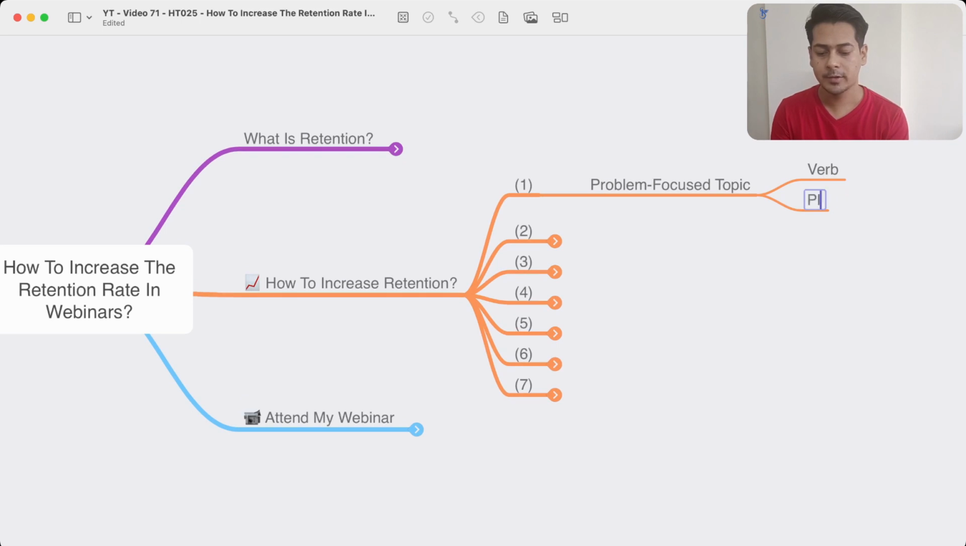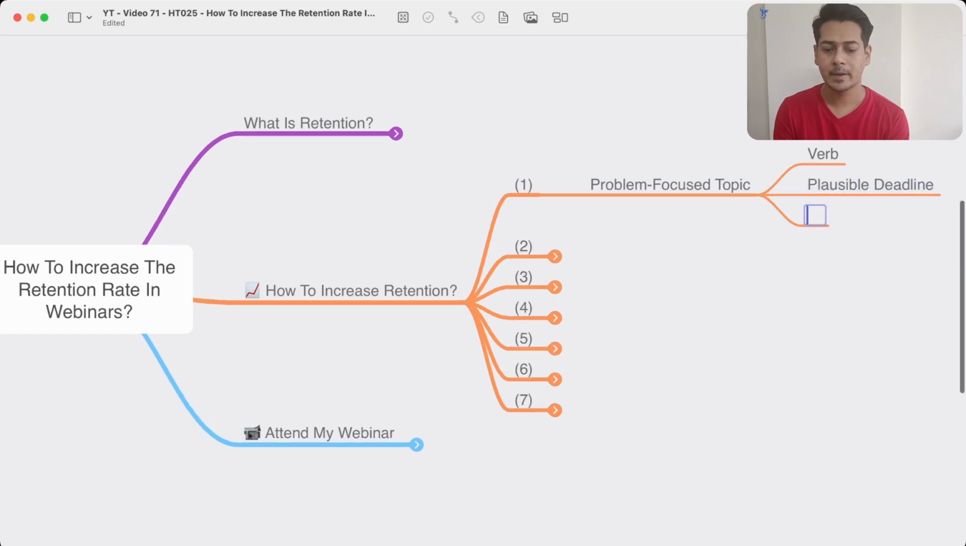Have a plausible deadline, and then problem or solution. Okay, for example, how to lose 5 kg fat or 5 kg weight in 3 months without going to the gym. Okay, so you are giving something very considerable for something that everyone can achieve. So people are curious to know 5 kg in 3 months without going to the gym. Let me see what is in there.